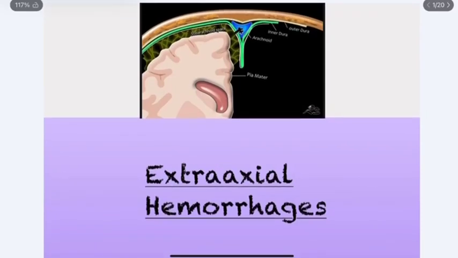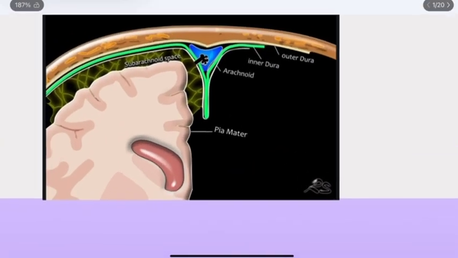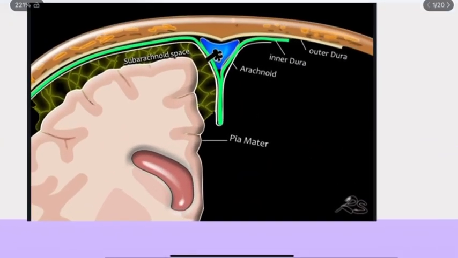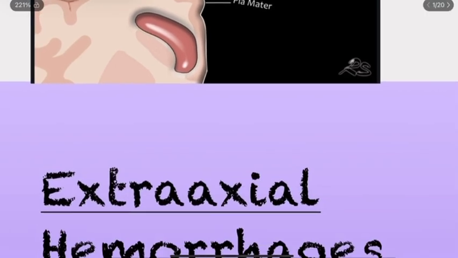Hello everyone. Today we are going to study the topic of extraaxial hemorrhages. But first, we need to know the meningeal layers. There are three layers: dura mater, arachnoid mater, and the pia mater. The dura mater is divided into two: the outer dura mater and the inner dura mater.